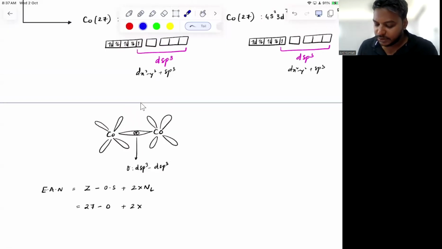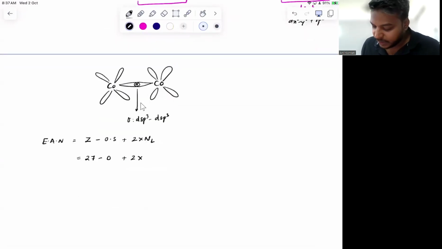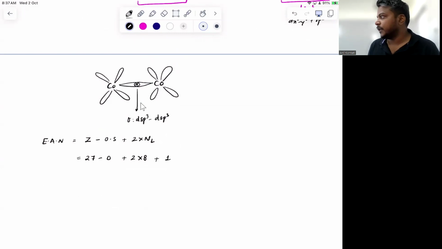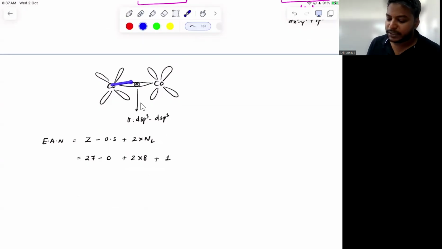Notice this now. So we have 2, 4, 6, 8. Per cobalt I'm asking. Per cobalt, how many do we have? 8. Correct? Now, this was a single electron which was shared by cobalt. So you will add that extra electron for the bond. Understood? Clear? Alright. Each cobalt has used one electron.